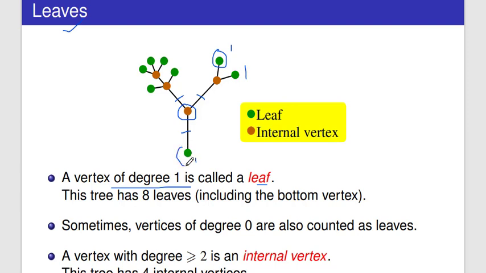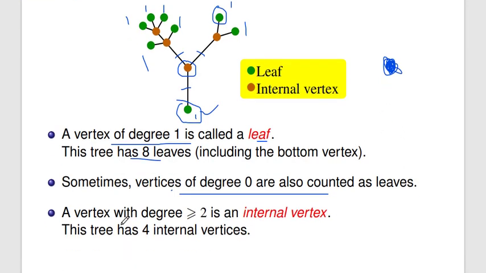This parent also has degree 1, so this is also a leaf. This green is all the leaves, which have degree 1. There are 8 leaves including the bottom vertex. Sometimes a vertex of degree 0 is also counted as a leaf. Let's say this vertex is also counted as a leaf, because there are no edges joining it.